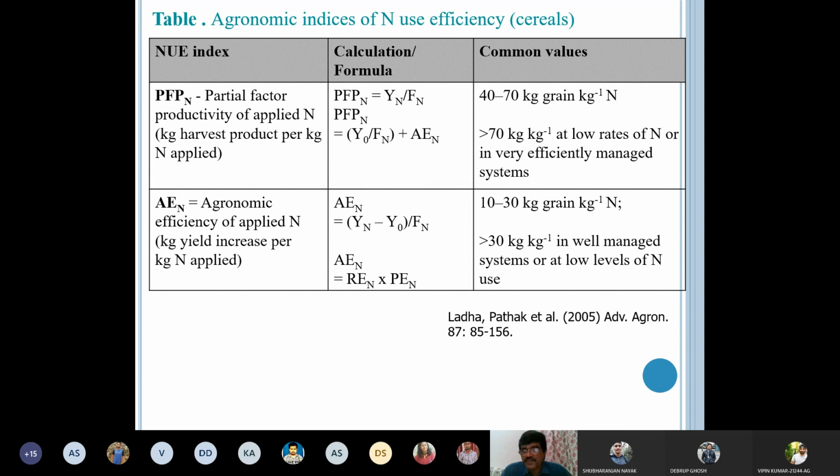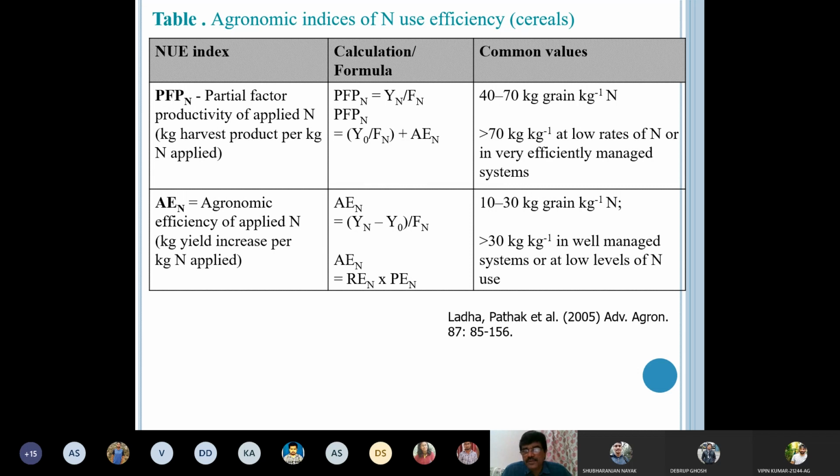Similarly, agronomic efficiency of nutrient, maybe just nitrogen or any nutrient. It is yield in the fertilized plot where you have applied nitrogen, minus yield in control, divided by the rate of application of nitrogen or nutrient. Normally agronomic efficiency ranges from 10 to 30 kg grain per kg nitrogen. Actually, this is 10 to 30 kg grain increase per kg nitrogen. Under well-managed systems, you can get more than 30 kg grain.